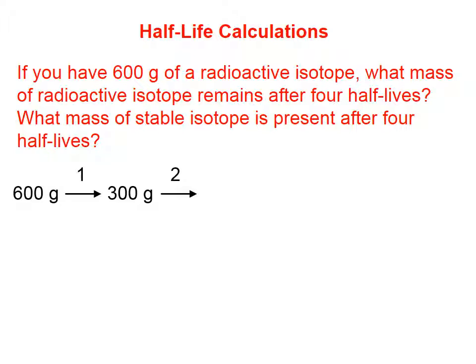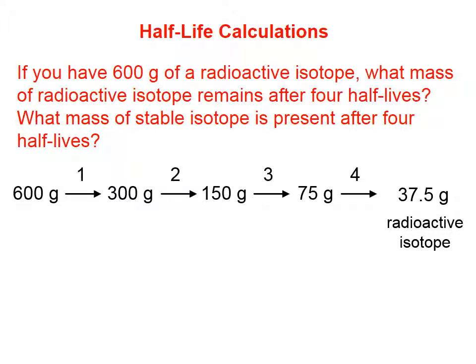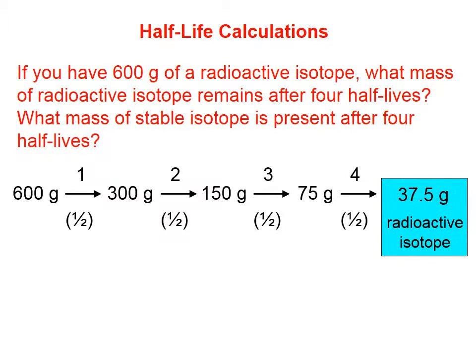After a second half-life has passed, the amount of that will have dropped to half. After a third half-life, that will have dropped to half, and after a fourth half-life, that will have dropped to half. That's how much radioactive isotope remains after 4 half-lives.